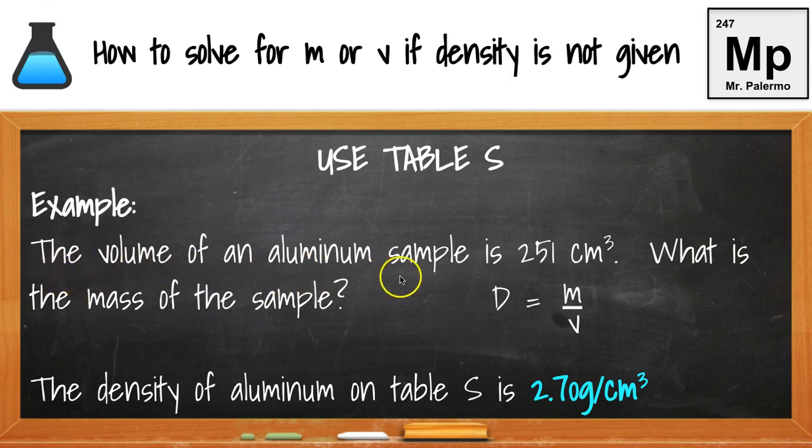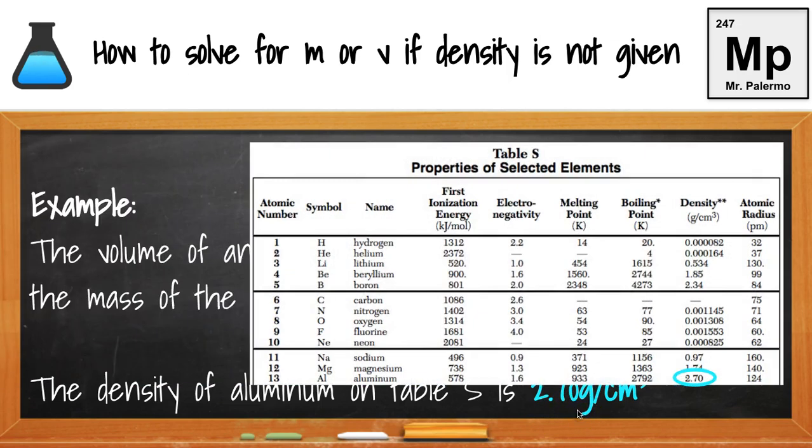The volume of an aluminum sample is 251 centimeters cubed. What is the mass of the sample? So we're solving for mass. We have volume, but we need density. So we look up on table S, and we'll find that the density of aluminum is 2.70 grams per centimeter cubed, which you can see here. So here's table S. We find aluminum, and we go to the density column, so 2.70 grams per centimeter cubed.